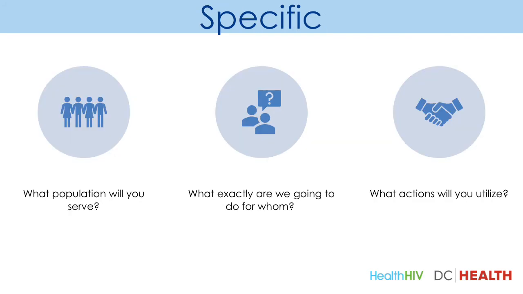Specific answers the questions, what exactly are we going to do for whom? What population will you serve? What actions will you utilize? Specific refers to objectives that are clearly identified and well-defined. What action or what change should occur in order to achieve the outcome? Select verbs that will help you describe the desired change. Use action words when writing objectives because objectives should be observable and measurable. Use words like define, discuss, maybe translate, schedule, or revise, formulate, propose, arrange, collect, organize.